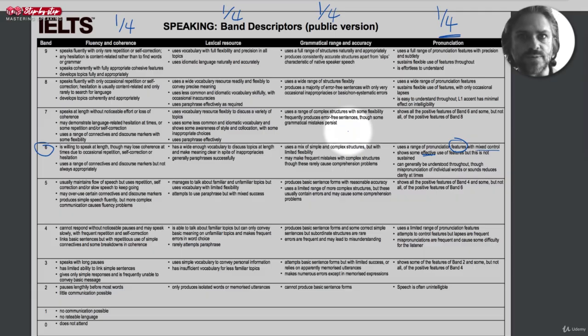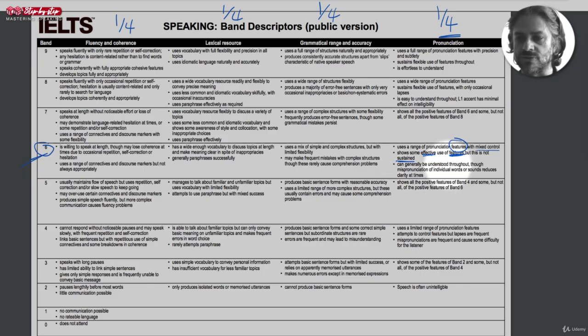And if I use the word absolutely, that's showing one of the features of emphasis. But I might not get it right every time. It's not sustained. So you're trying, but it's not correct. It's not absolutely correct. No, the intonation is not always perfect. So it gets you a 6.